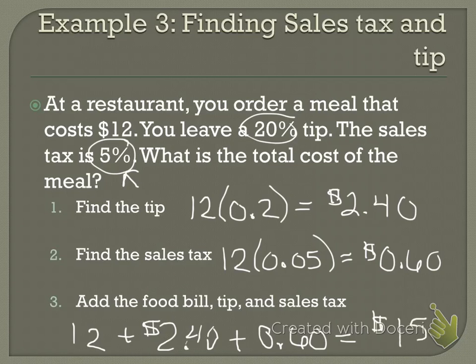I got a question. Can you just add the tax and the tip together? Okay. All right. And if you understand that, that's everything you need to know for 9.7.